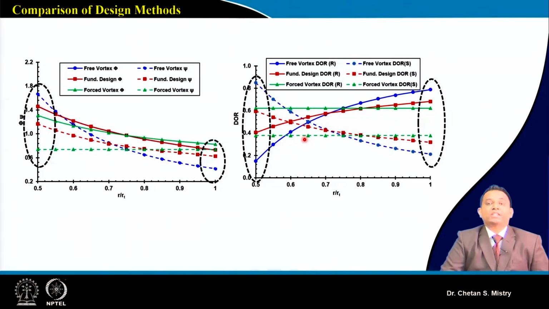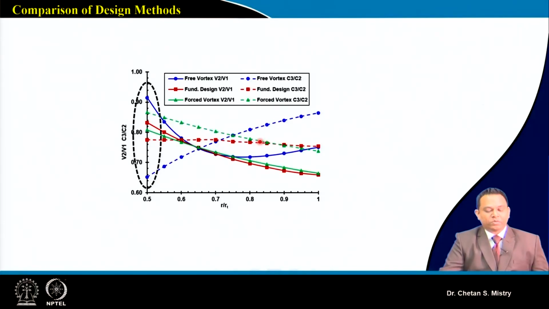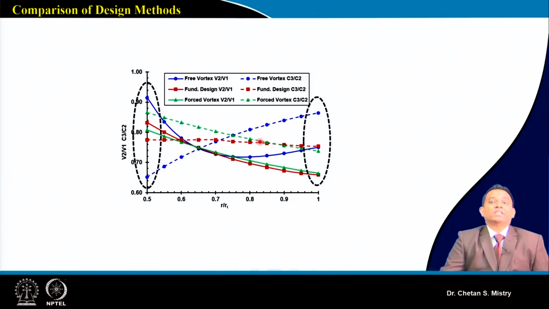When we are looking at the fundamental approach, my degree of reaction variation is slightly lower compared to the free vortex approach. But for our forced vortex approach, we can realize the degree of reaction is constant. And this represents what is happening with my de Haller's number.